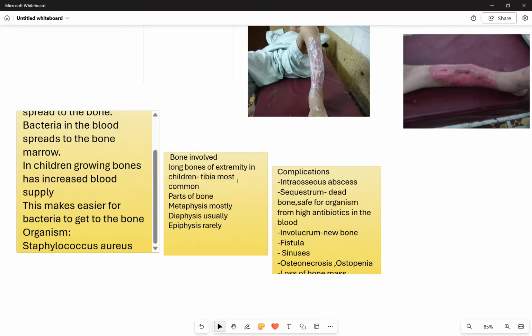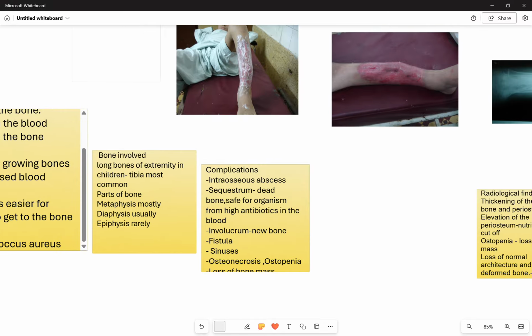Now, what are the complications? Because of infection, there are intraosseous abscesses. Abscesses happen within the bone, and these abscesses cannot find their way out to the skin. So what happens is the bone becomes necrotic, and the necrotic bone is known as dead bone, which is sequestrum. Sequestrum is the dead bone.